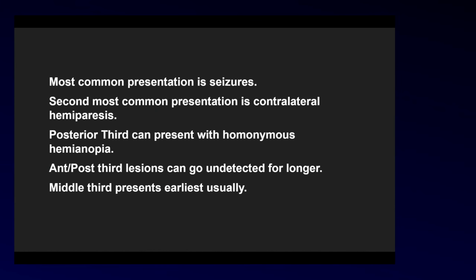Patient can have a variety of seizures depending on the exact location. It can be a Jacksonian march. It can be a sensory sort of seizure. The second most common presentation is contralateral hemiparesis, especially if a tumor is growing in the location of convexity sort of, where it is involving.